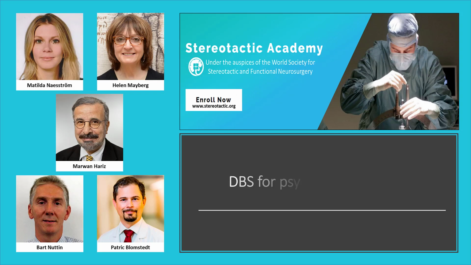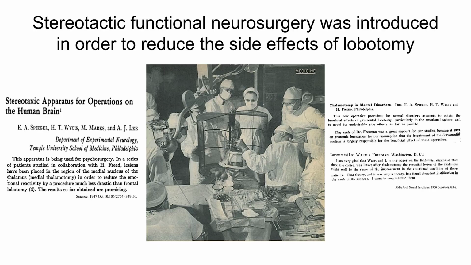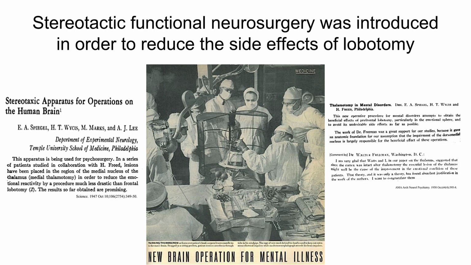Dear colleague, welcome to the third part in this course, where we will continue with the early history of psychiatric neurosurgery. Some of you might have seen this famous photo of Spiegel and Wycis, who introduced stereotactic functional neurosurgery in humans in 1947. But almost no one has read the heading under the photo, "New Brain Operation for Mental Illness."